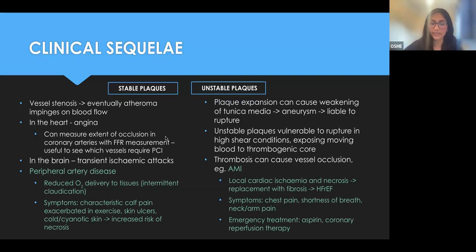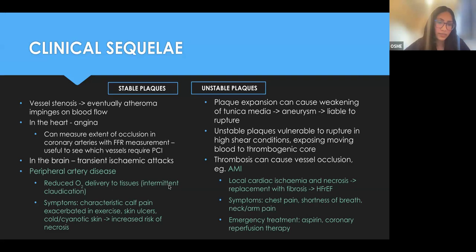When this happens in the heart and in the coronary vessels, this manifests as angina. Again, a clinical thing that you can bring in here is we can actually measure the extent of occlusion of these coronary arteries with fractional flow reserve, so FFR measurements. FFR is basically a ratio of the pressure distal to the lesion and the pressure proximal to the lesion. So for example, if you have an FFR of 0.9, it means that 90% of the blood is allowed through and the 10% is being impinged on by the lesion. And so they have FFR thresholds, which will show you, if you get lower than 0.7, for example, then those are the arteries that you'll need to stent in PCI or percutaneous coronary intervention.